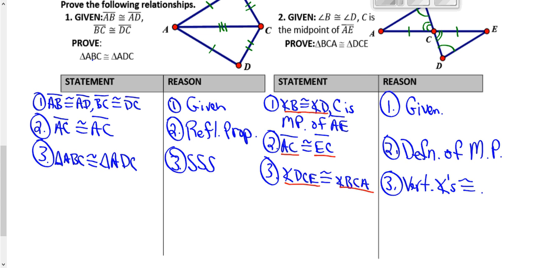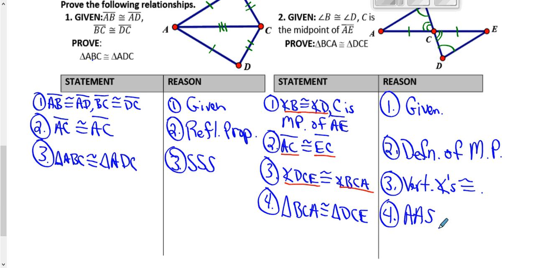Okay, so now we can say that exactly how they have it. Triangle BCA is congruent to triangle DCE. Angle, side. Can you get the hang of this thing? Okay.